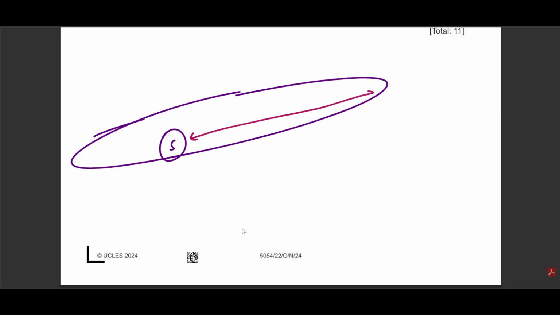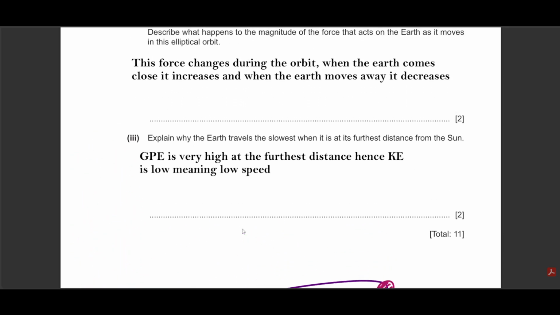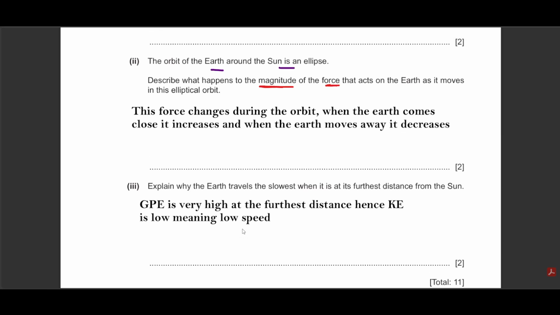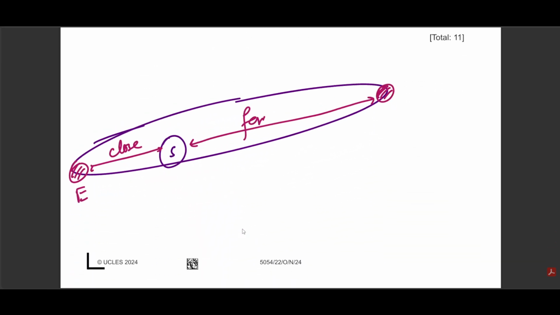So at some places, the Earth is very, very far away. And in some places, the Earth is very, very close. In these locations, the Earth is close. In these locations, the Earth is further away. That is what an ellipse looks like. So he says, describe what happens to the magnitude of force. Not speed, not acceleration, but the force on the Earth as it moves in the elliptical orbit. So you have to explain both situations, when it's far away and when it's close.